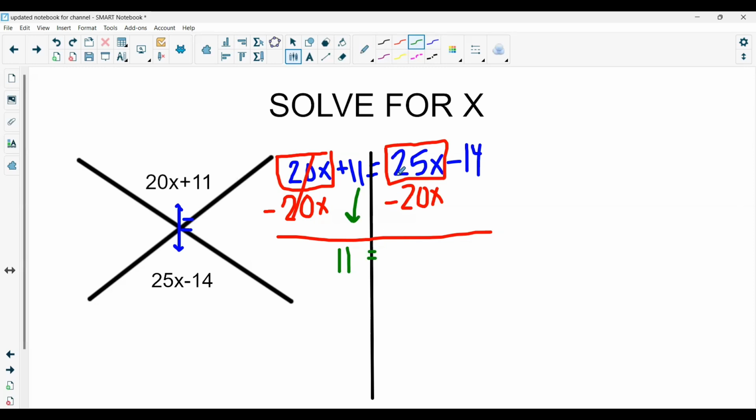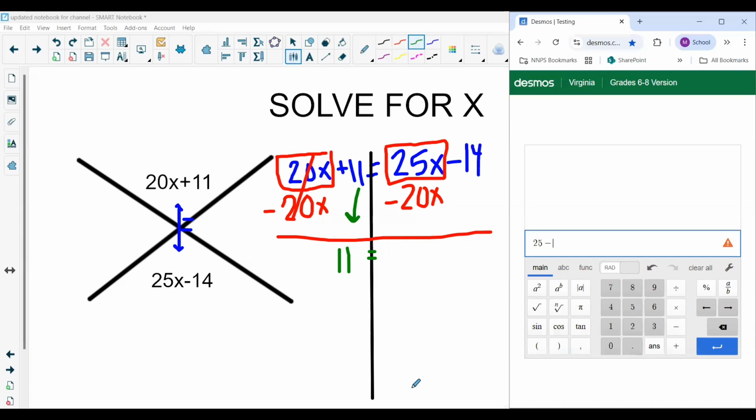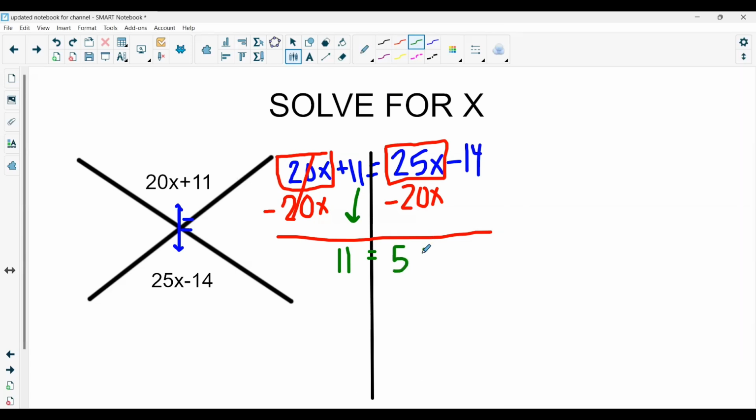And this says 25 minus 20. Let's get our calculators out. 25 minus 20 is 5. And I have to bring my x down with that. And then I also have this minus 14 that I haven't looked at yet. So I'm going to bring that down. Minus 14. Okay. So now we're back down to our regular two-step equation.